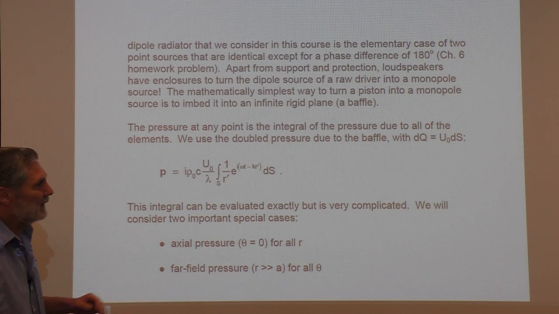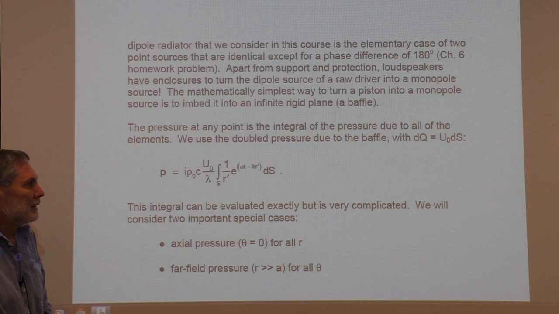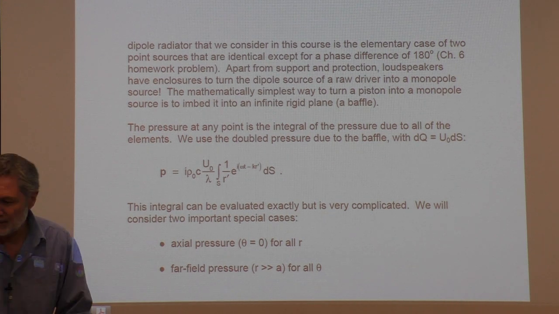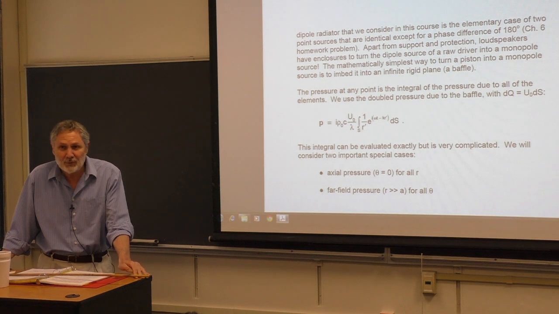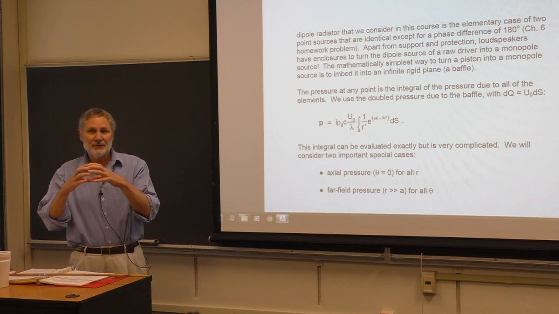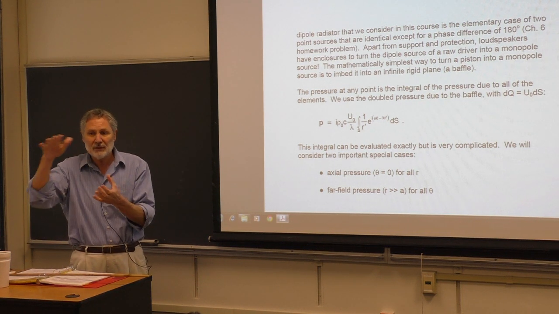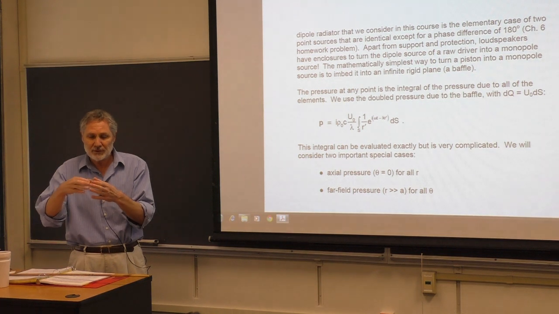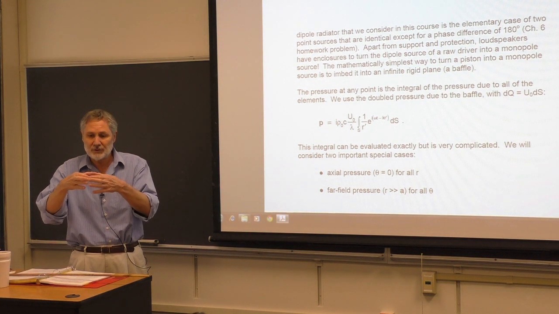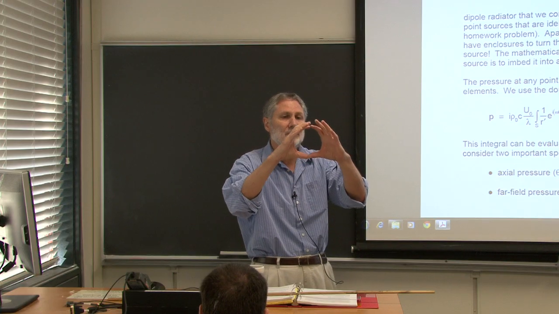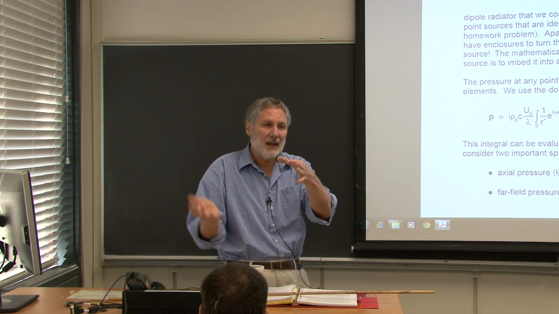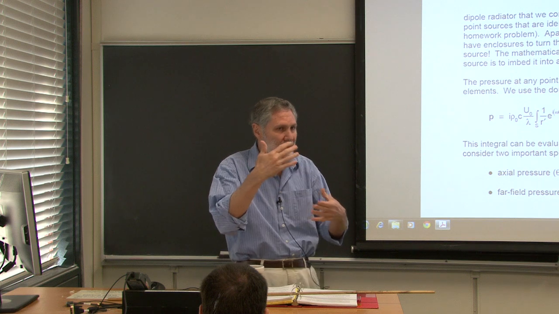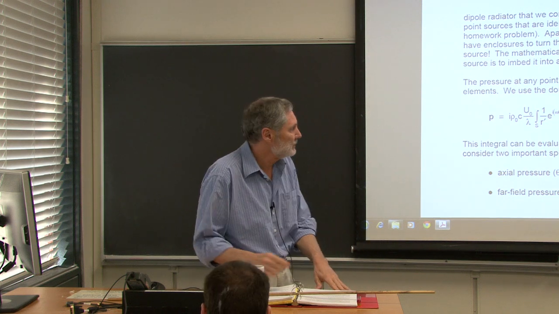So, in fact, this is actually the main reason. This is really the main reason why loudspeakers are in enclosures: to turn the source into a monopole source. If you just take a raw loudspeaker, not in a cabinet or an enclosure, you've got a dipole source. And we'll see a demonstration of that tomorrow.